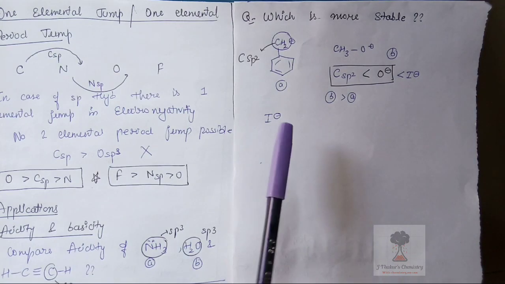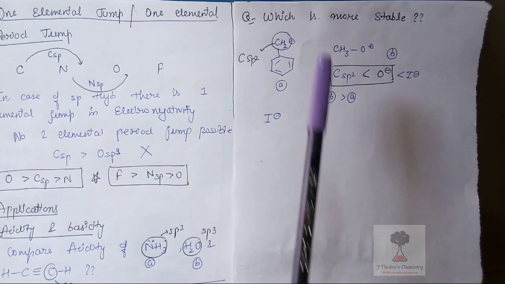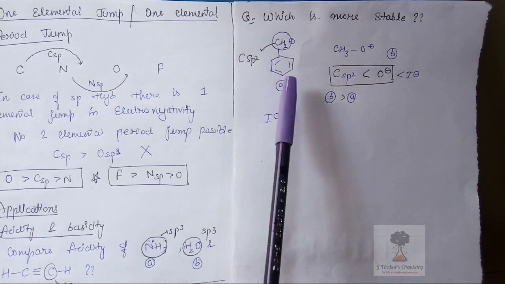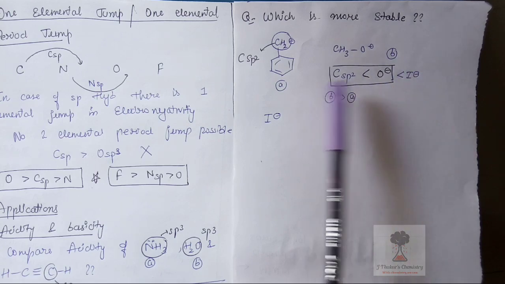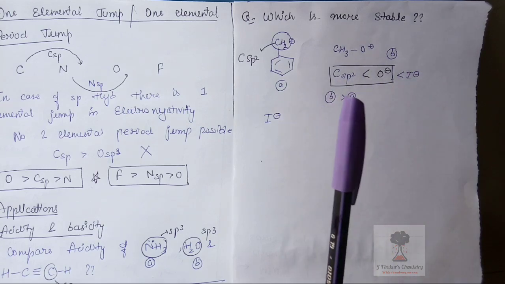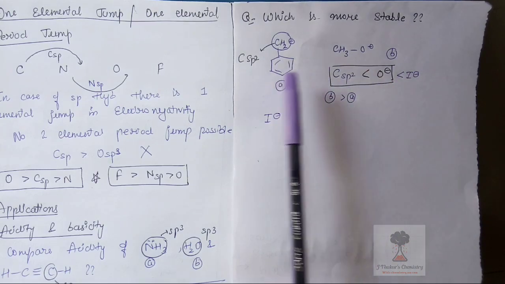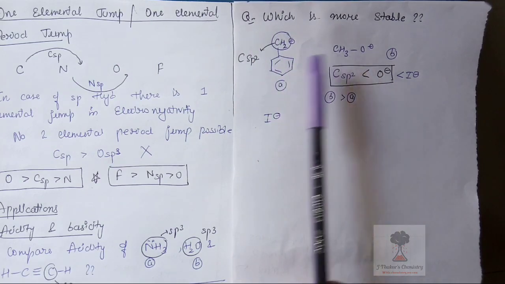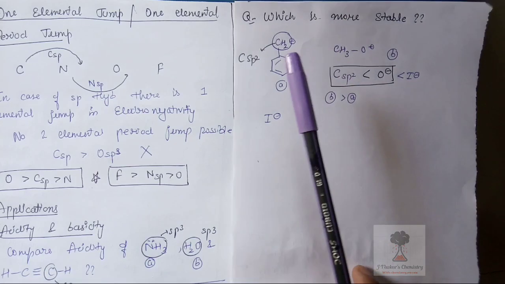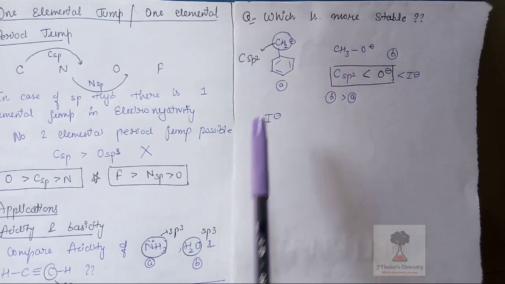Some students think that we have to check the conjugation in this compound, but conjugation is a secondary concept because the primary concept is to check the elemental electronegativity. If we check the conjugation here, there is no comparison between these two compounds because no conjugation is present in this compound.